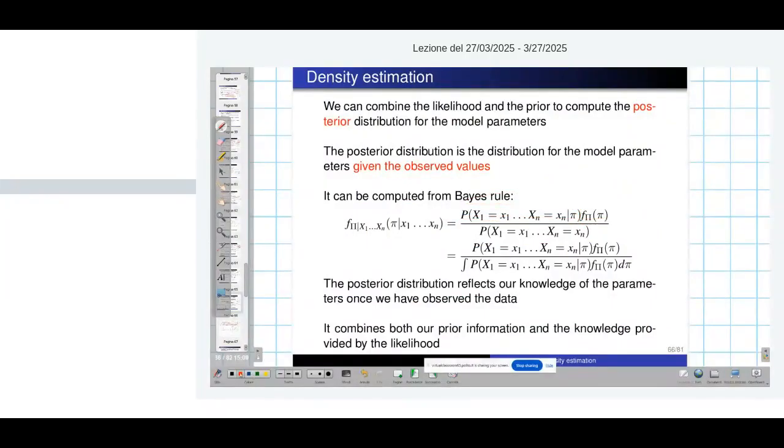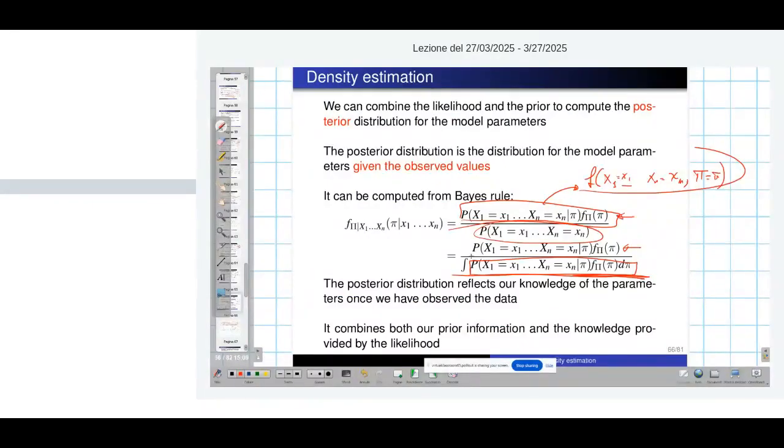To compute the posterior distribution, I just need to multiply the likelihood by the prior and then divide it by the marginal with respect to the parameter itself, which is obtained by taking whatever is on top of this numerator and integrating it with respect to pi. This is the joint probability of the observed values and the parameter of the model being pi. So this is a joint probability on top. Integrating with respect to pi, I get the marginal. So I marginalize and I remove pi. I get the marginal for the remaining parts.